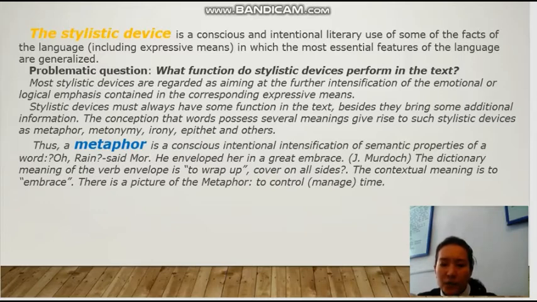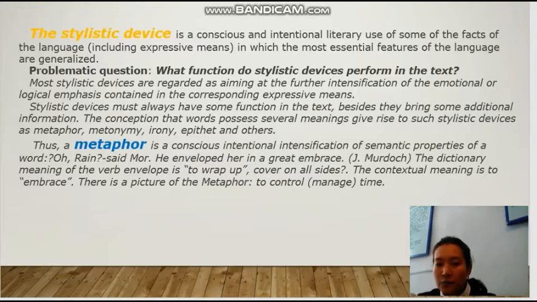And the problematic question is, what function do stylistic devices perform in the text? Most stylistic devices are regarded as aiming at the further intensification of the emotional or logical emphasis contained in the corresponding expressive means. Stylistic devices must always have some function in the text; besides, they bring some additional information.